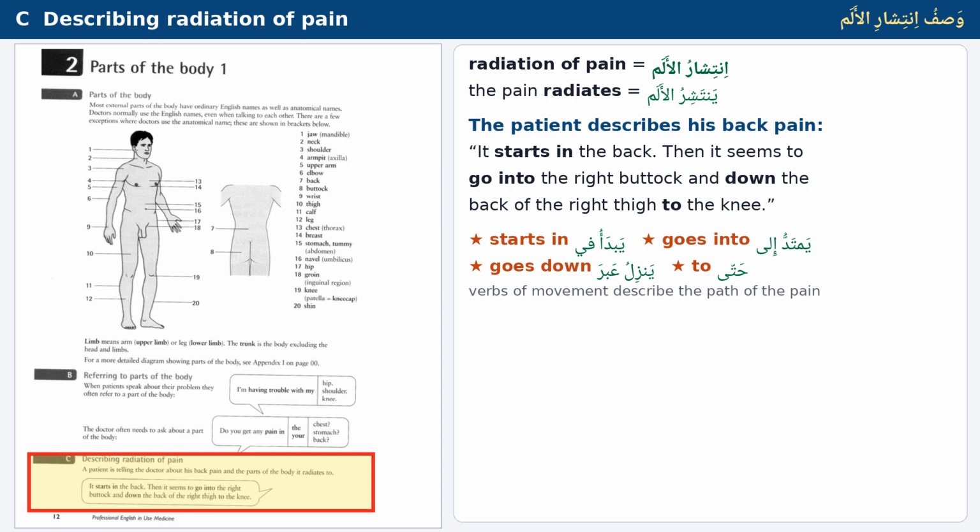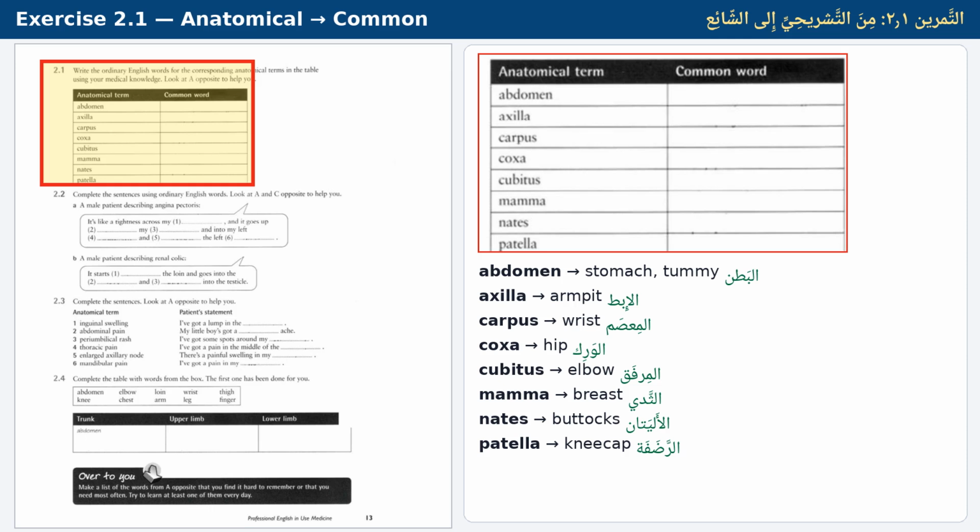That is the end of page 1, and the end of the theoretical part. Now, let us practice and solve the exercises. Here is page 2 on your screen. Exercise 2.1. Write the ordinary English words for the anatomical terms in the table. Let us do them together.